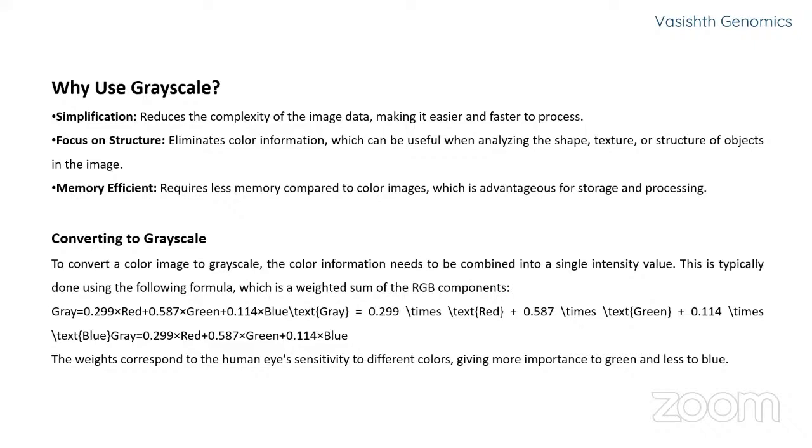And converting to grayscale: to convert the color image to grayscale, the color information needs to be combined into a single intensity value. This is typically done using the following formula, which is the weighted sum of the RGB components. So you have a formula given below, you can take it. The weights correspond to the human sensitivity to different colors, giving more importance to green and less to the blue.